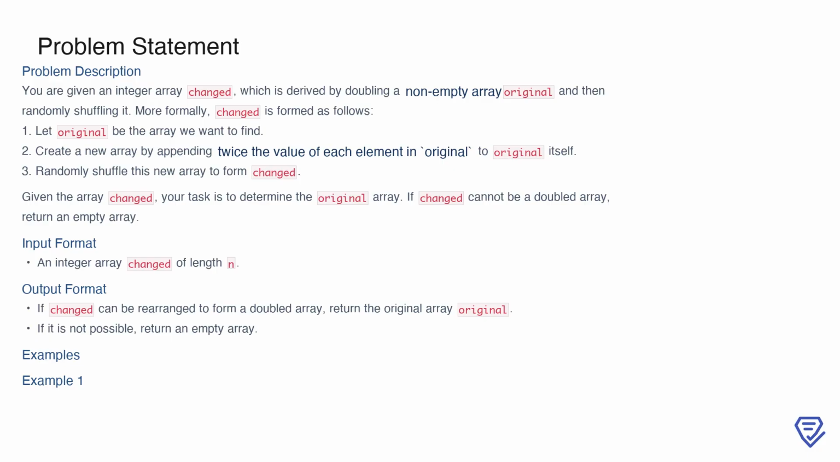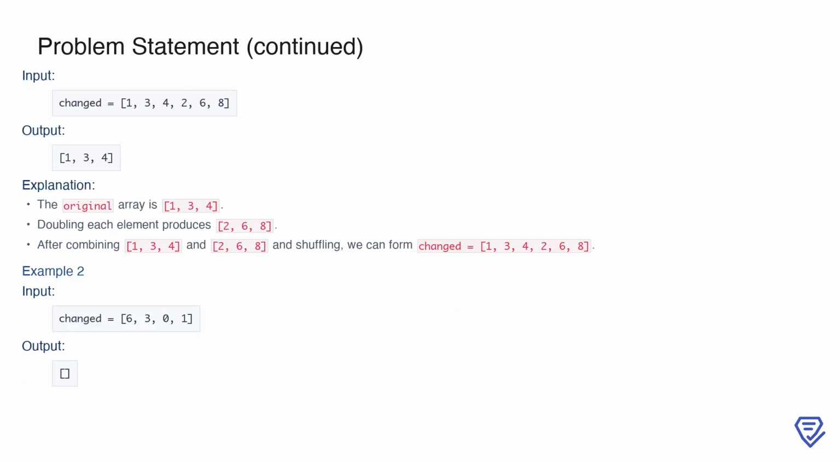However, there's a catch: if it's not possible to reconstruct the original array, you should return an empty array. The input is given as a single integer array changed, and the output will either be the reconstructed original array or an empty array if reconstruction isn't feasible. Now let's look at some examples to understand this further.